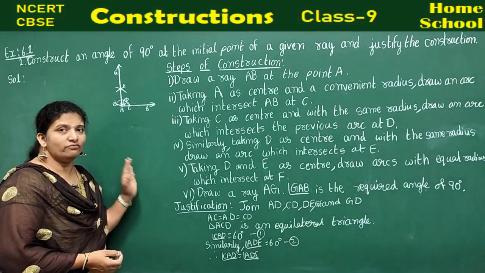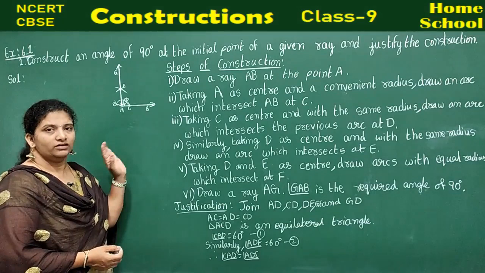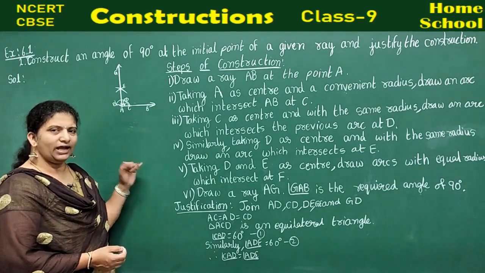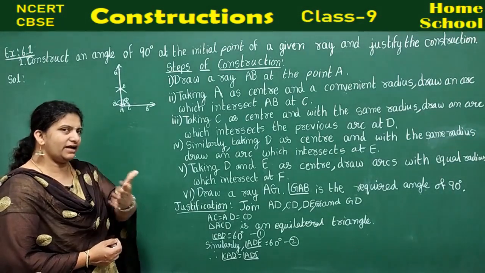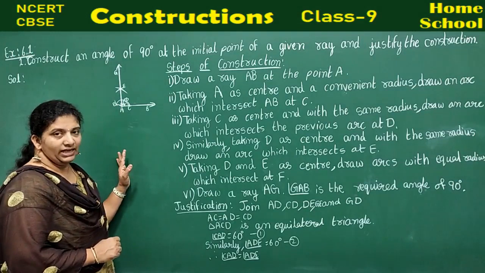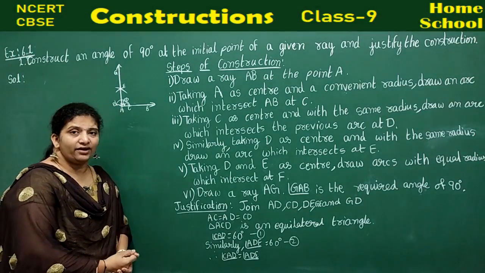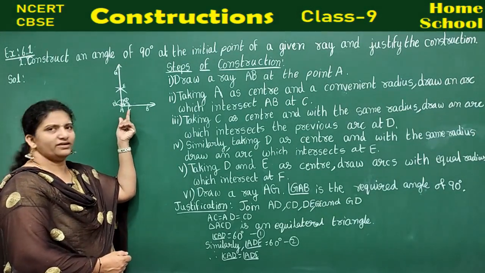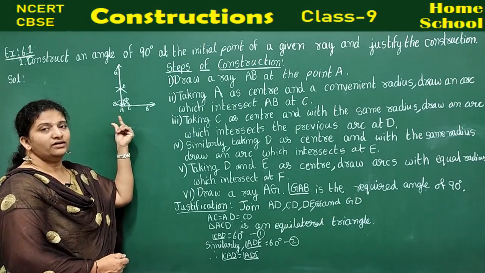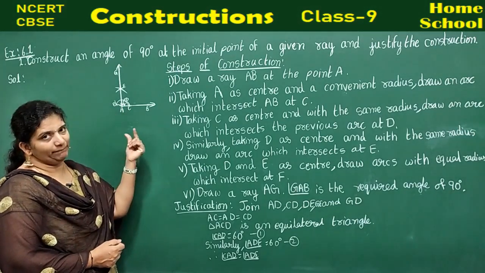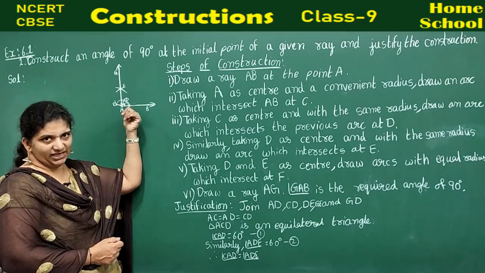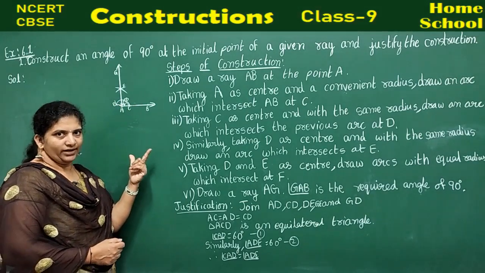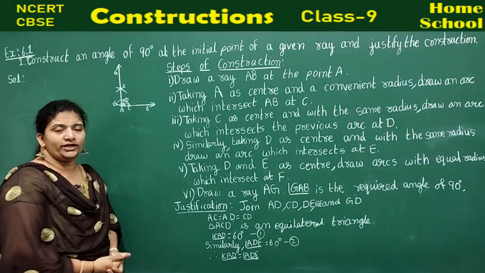How did we do it, children? Once again, try to understand. This is just a rough figure. For every construction, we need a rough figure. Right? Later, if you want, you can clean it up or keep it aside in the rough column also. Once again, how did we do this? Draw a ray AB. With A as a center and a convenient radius, draw an arc. Right? With the same radius, lift your compass, put the sharp point at C and cut the before arc. So it intersects at point D.